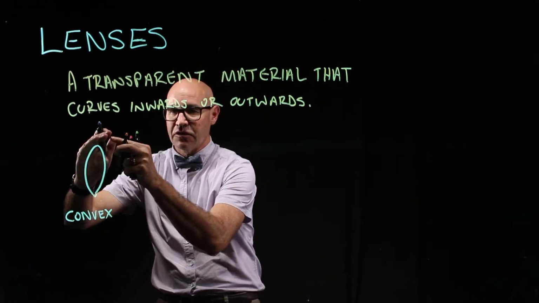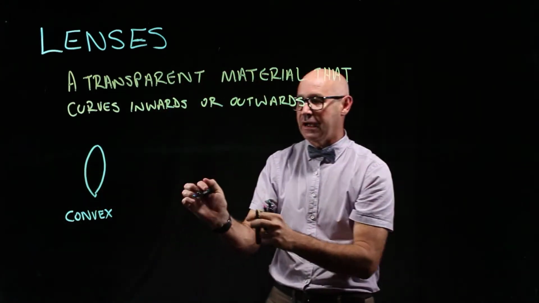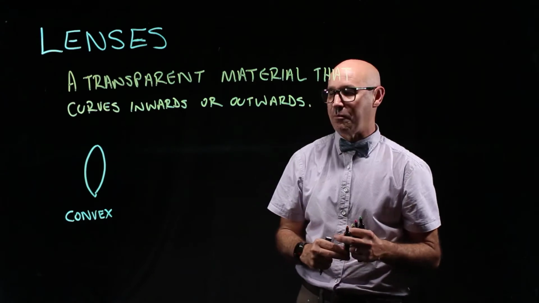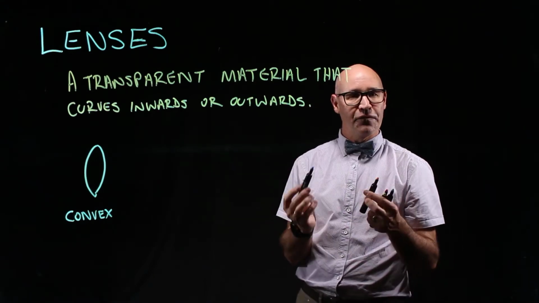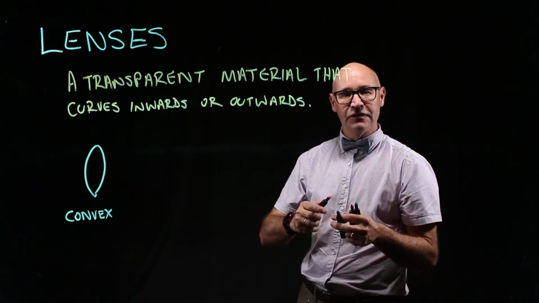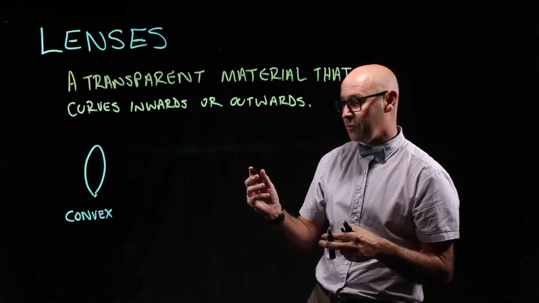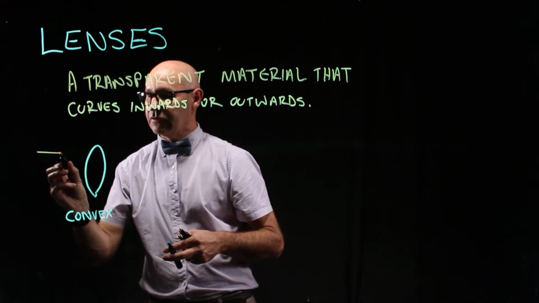Okay, so can you see that it's bulging out that way? It's thicker in the middle and it's thinner on the top and the bottom. That's called a convex lens. Let's have a look at what it does to light. So we have our light rays coming into it.